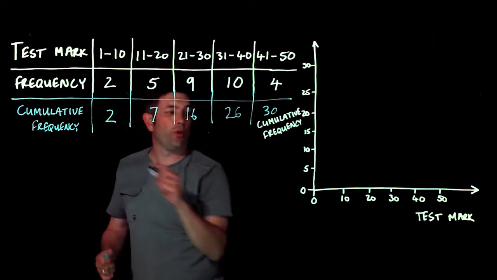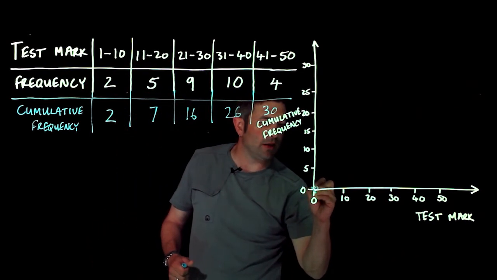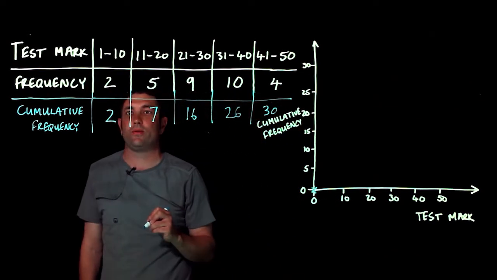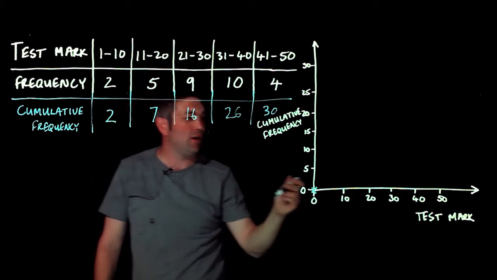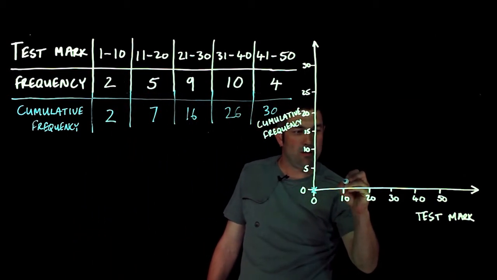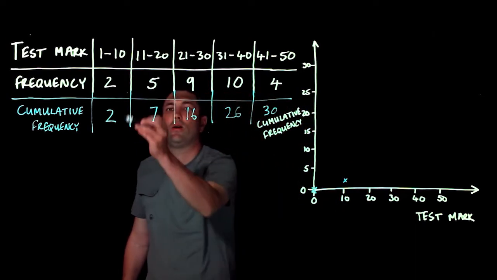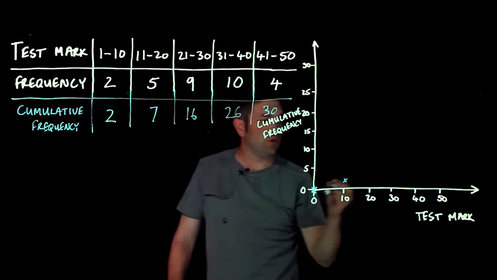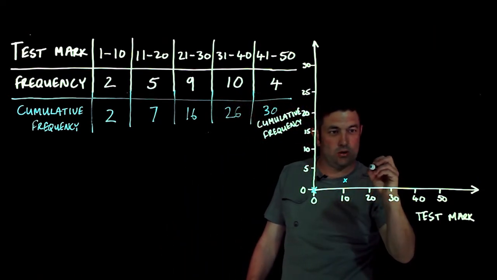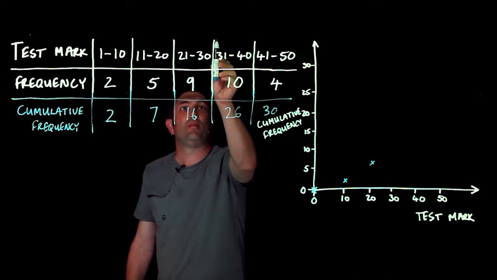So before that, I've got 0 bits of data. So I'm going to put a cross there first of all. Now, what's halfway between the groups? Well, it's actually 10.5. It's a bit difficult to show you on this. You're going to plot up to 10.5. Now, up to 20.5, we got 7 there. So 20.5, just a tiny bit above 20, and I'm going to put a cross there.